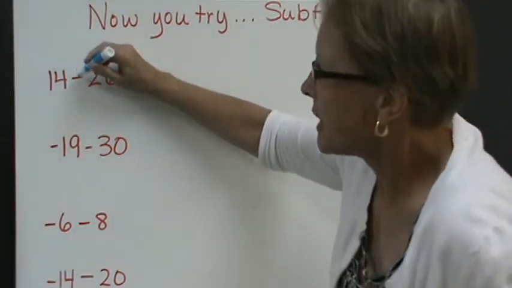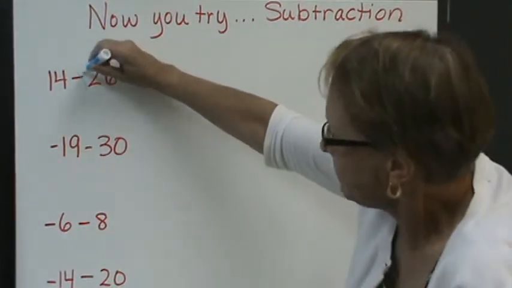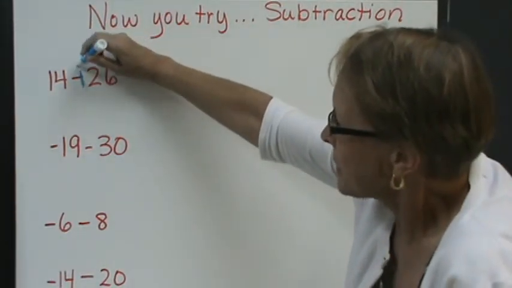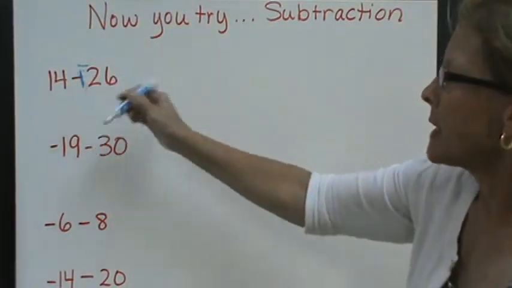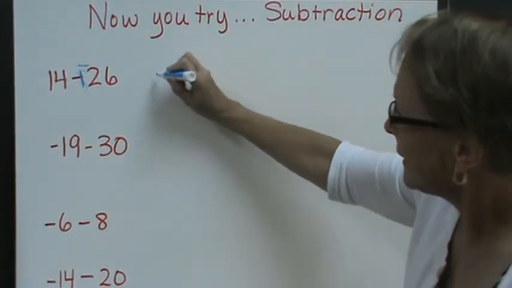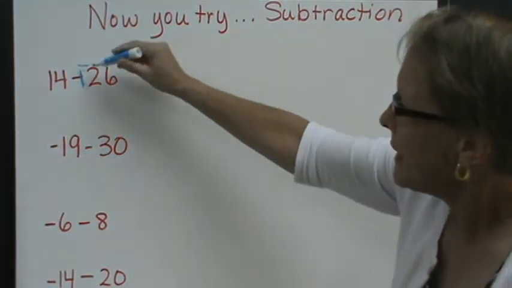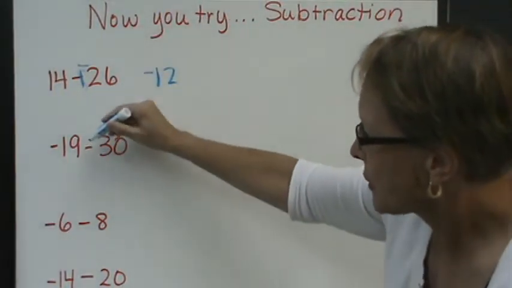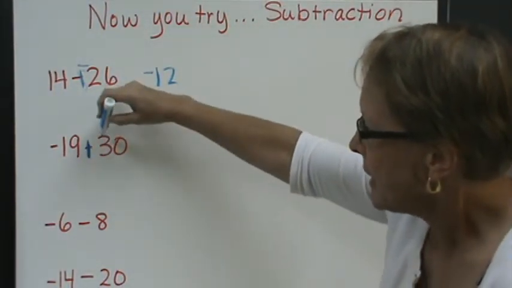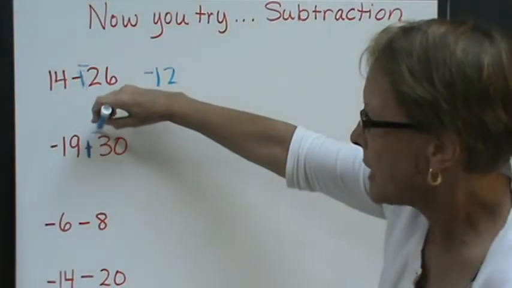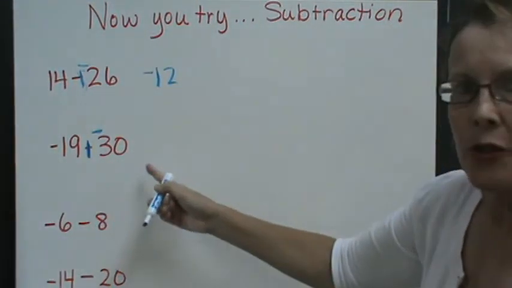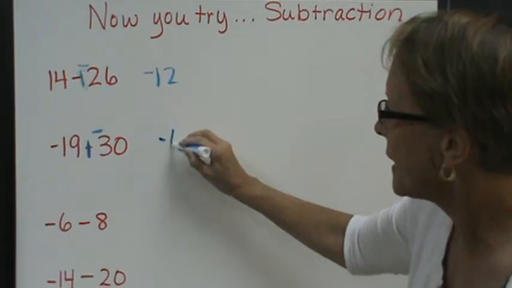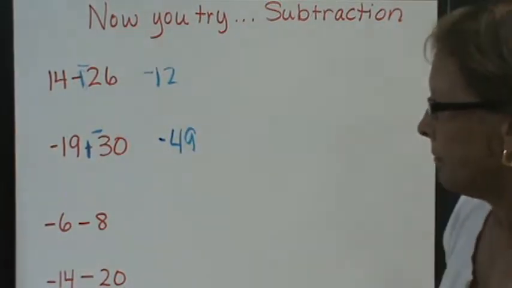Change the subtraction sign to addition. Take the opposite sign of the number. 26 minus 14 is 12, and this number appears larger, so it's a negative 12. Change the subtraction sign to addition. This is a positive 30, so it becomes a negative 30. The signs are the same, so I'm going to add, and I get negative 49.